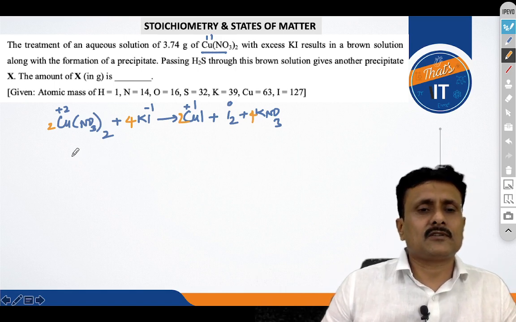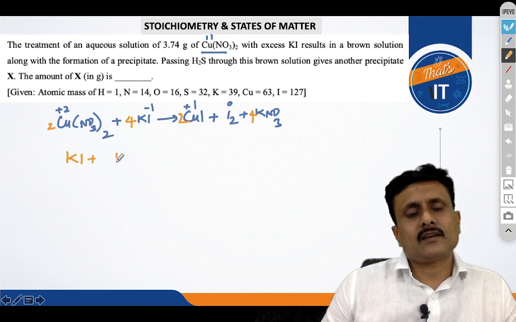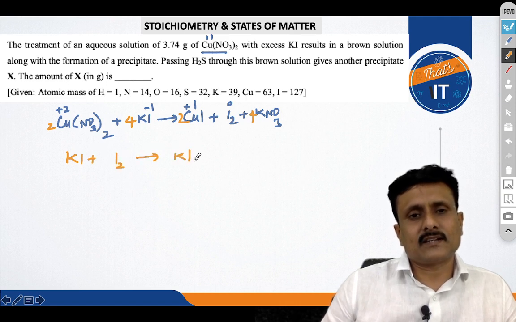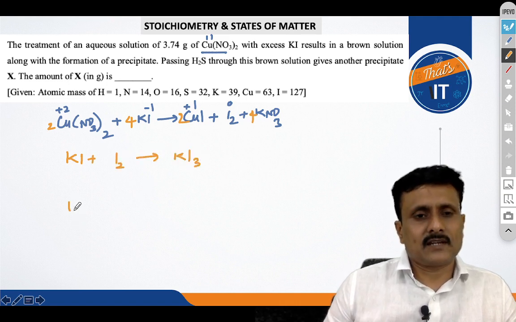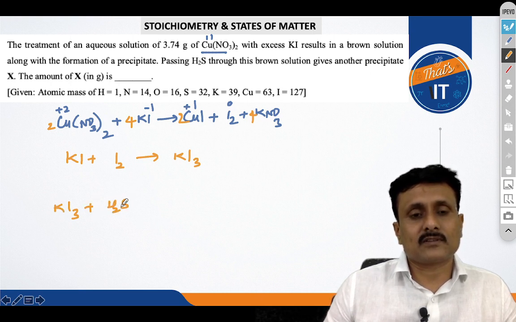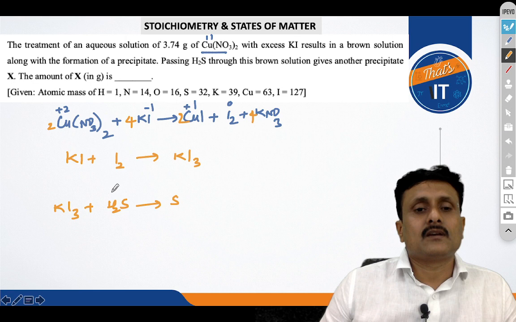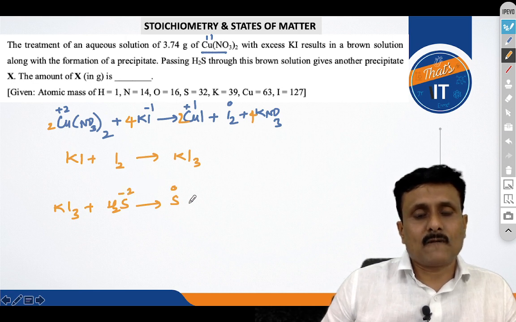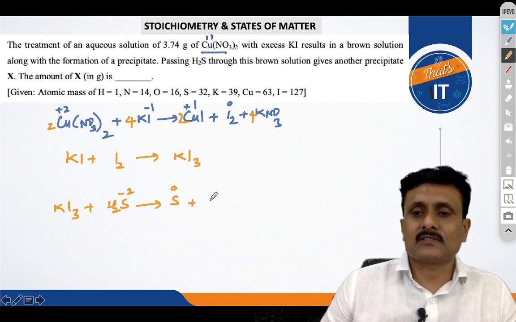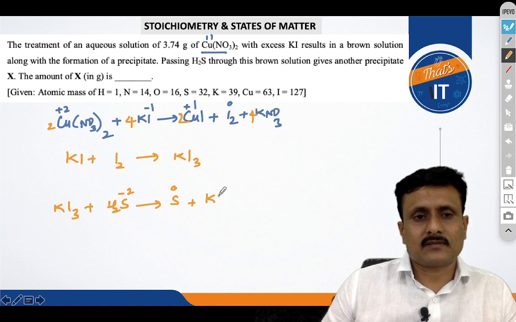You can see when excess of KI is being taken, you are going to get KI3, which is I3 minus, a strong oxidizing agent which is oxidizing sulfur from -2 to 0. Alright, so these are this plus KI plus HI.